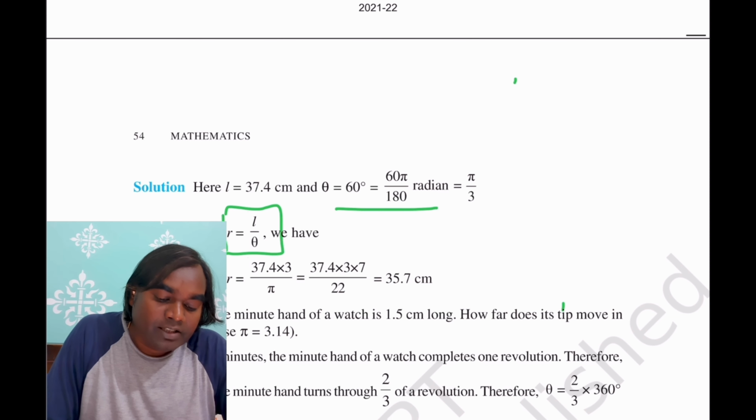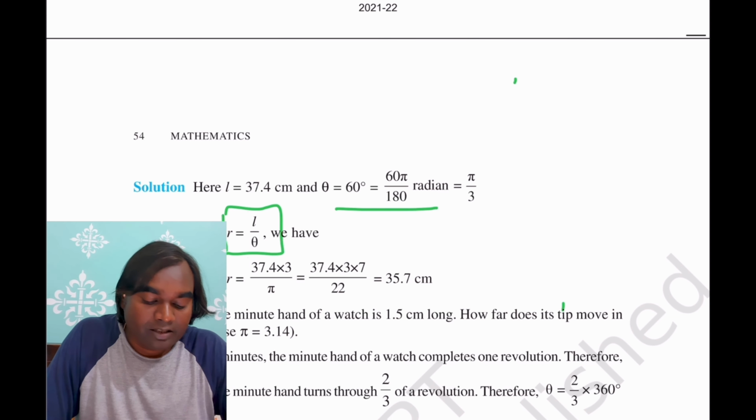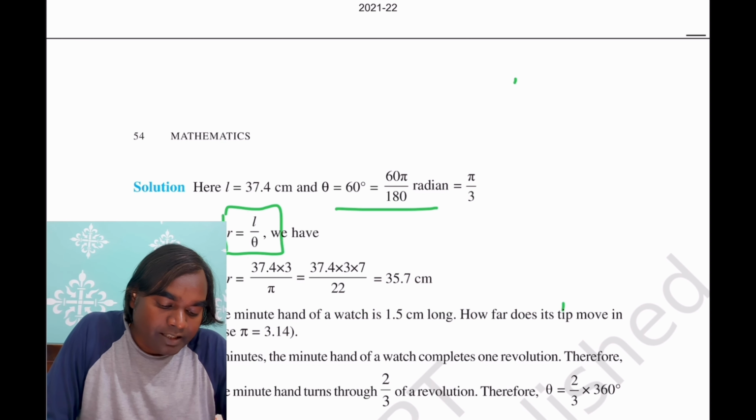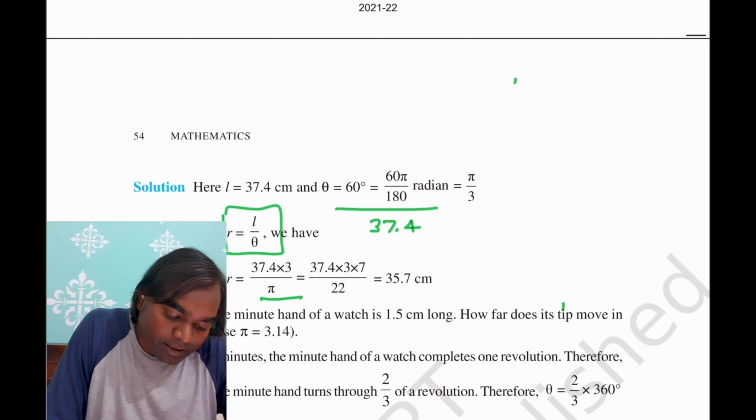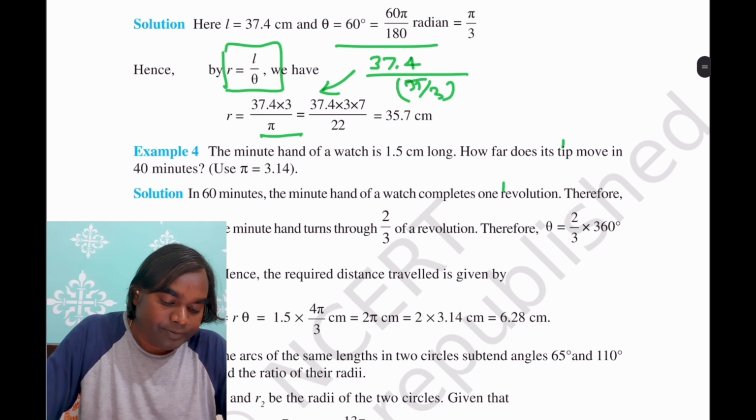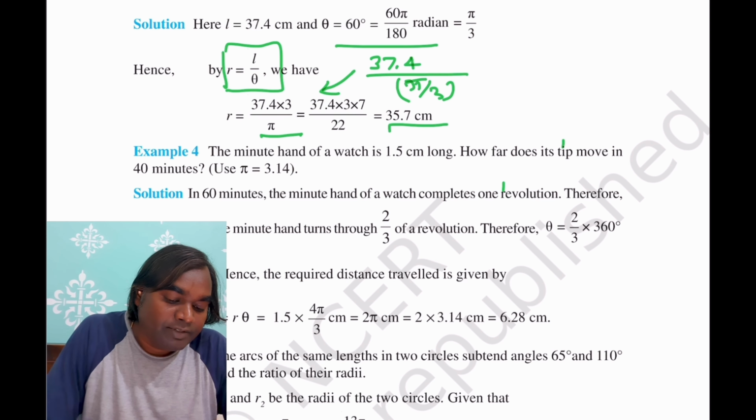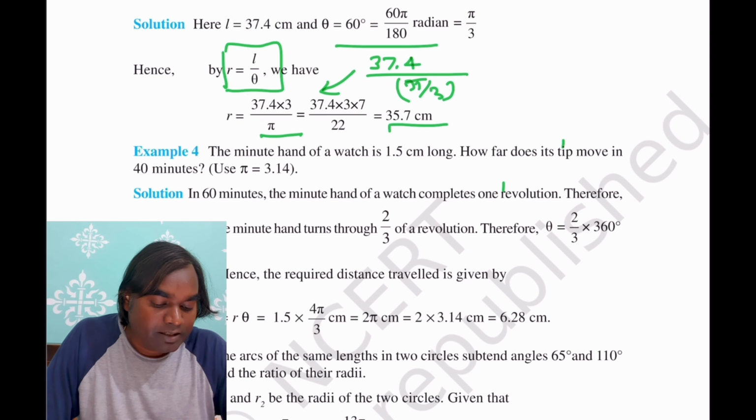So 60 degree is equal to pi by 3 radian. From the table you can also directly write 60 degree is equal to pi by 3 radian. Therefore R is equal to 37.4 into 3 by pi. We will divide by theta. So firstly we will write 37.4 divided by pi by 3. So that will give this. Okay. So we will get 35.7 centimeter.